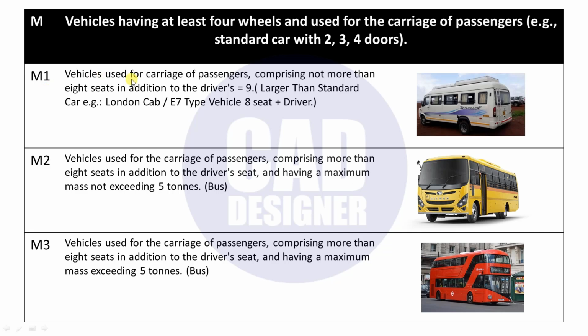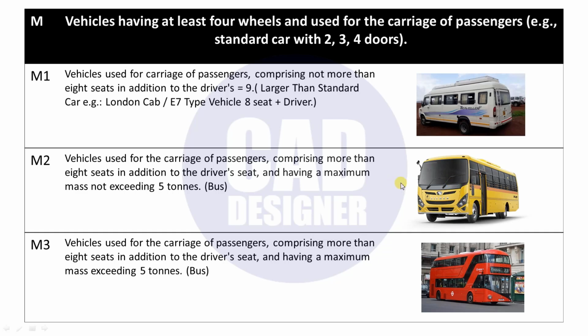In M1, the vehicle is used for carriage of passengers comprising not more than 8 seats in addition to the driver. So this type of traveler vehicle comes in the M1 category. Then in the M2 category, the vehicle is used for carriage of passengers comprising more than 8 seats in addition to the driver seat, and having maximum capacity not exceeding 5 tons. So a bus comes under the M2 category.